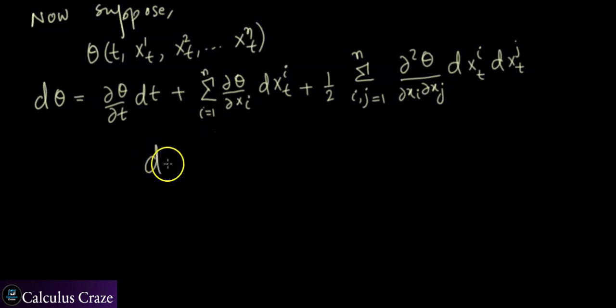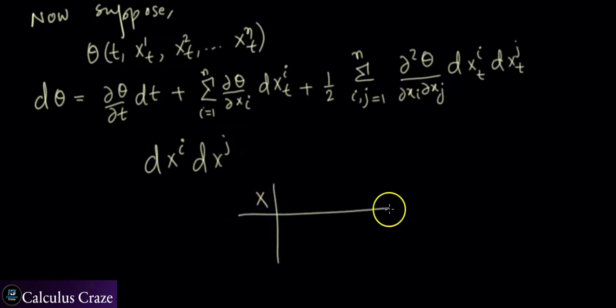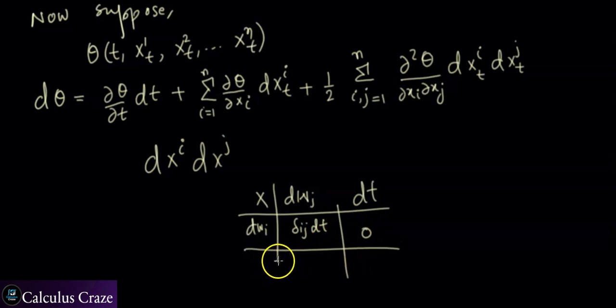And here you need to keep in mind that these products dxi and dxj will be computed by using the Ito table, and the Ito table that we will use is this one. Multiplication of dwj with dwi is going to be equal to delta ij dt. So if i and j are equal, then it is dt, otherwise it's 0. And if you multiply dwi with dt, then you will get 0. If you multiply dt with dwj, you will get 0, and dt with dt is 0. So this is the Ito table that you will also use while applying the multidimensional Ito formula.